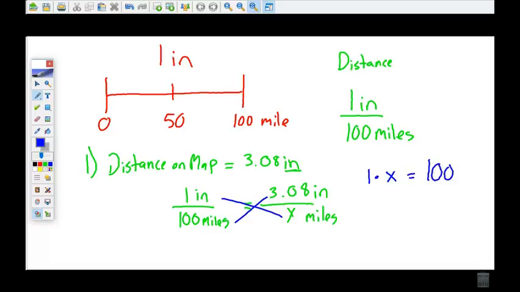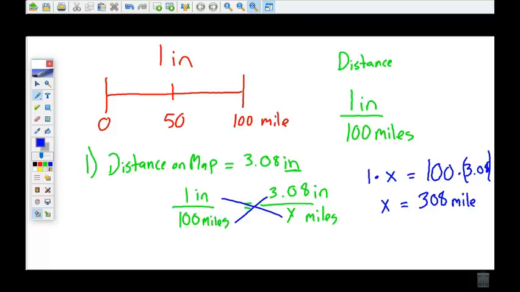times 3.08. And if you want to avoid confusion between that little dot and your decimal point, put a couple of parentheses around it. Now we're going to simplify both sides of the equation. 1 times x is obviously x. 100 times 3.08 gives us 308. And we've solved for x.